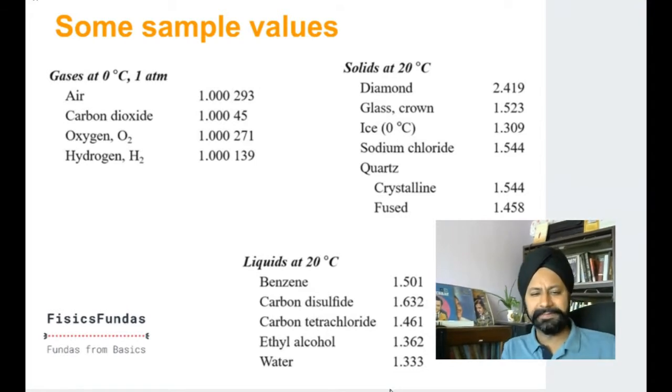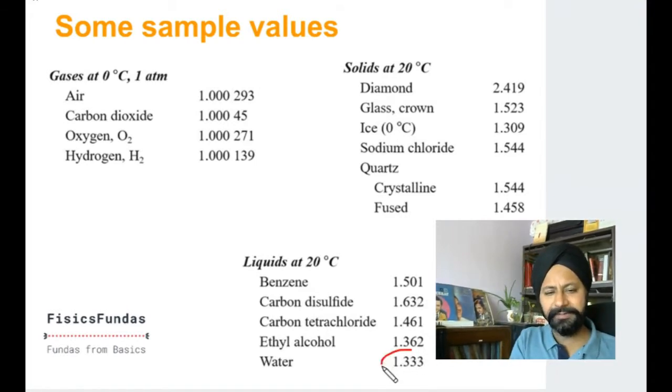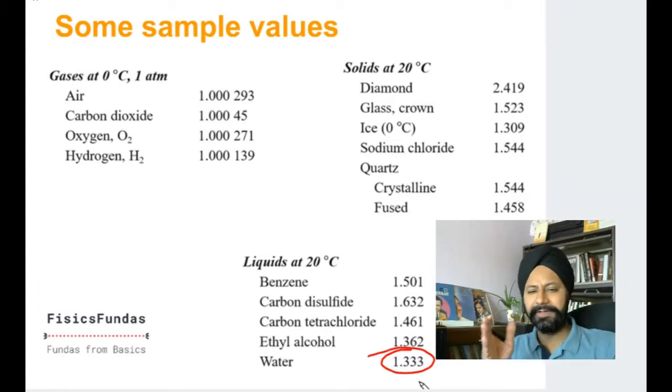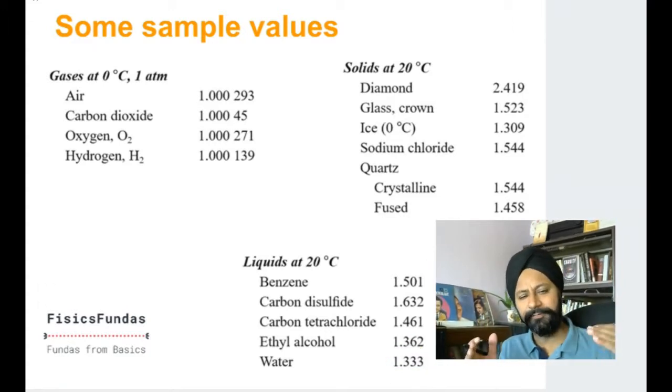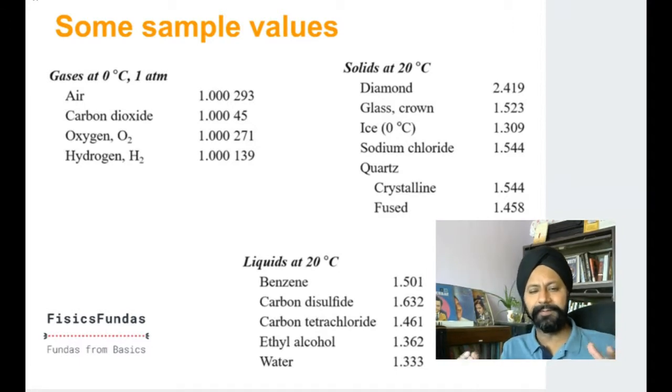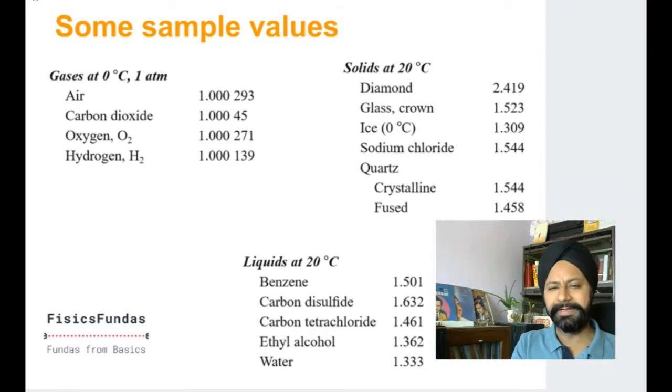Talk about liquids. We already calculated for water just now, it's 1.3333. So when light enters a liquid, it slows down with a bigger change in the speed there. But now look at solids. With solids, it's going to slow a lot. Look at glass, 1.5.